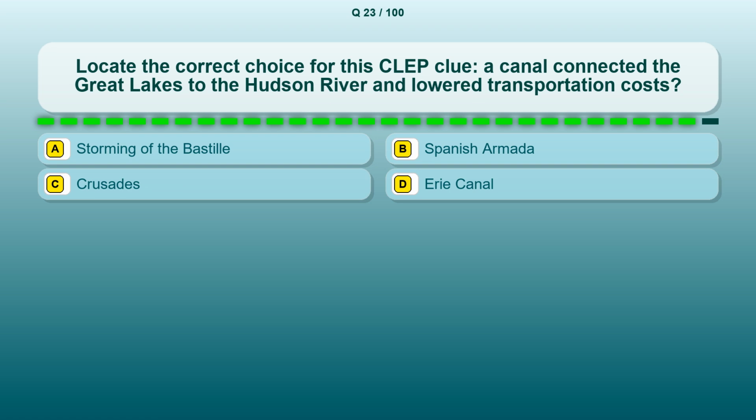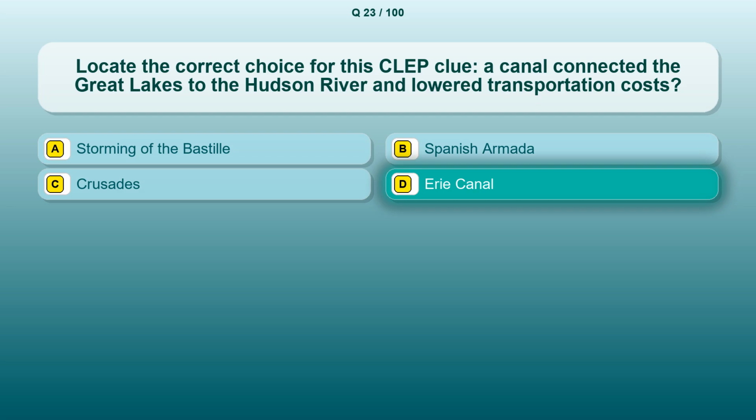Question 23. Locate the correct choice for this CLEP clue. A canal connected the Great Lakes to the Hudson River and lowered transportation costs. Option A, storming of the Bastille. Option B, Spanish Armada. Option C, Crusades. Option D, Erie Canal.